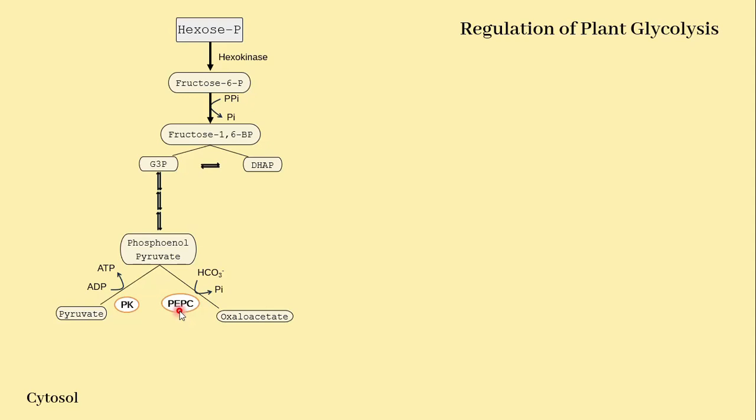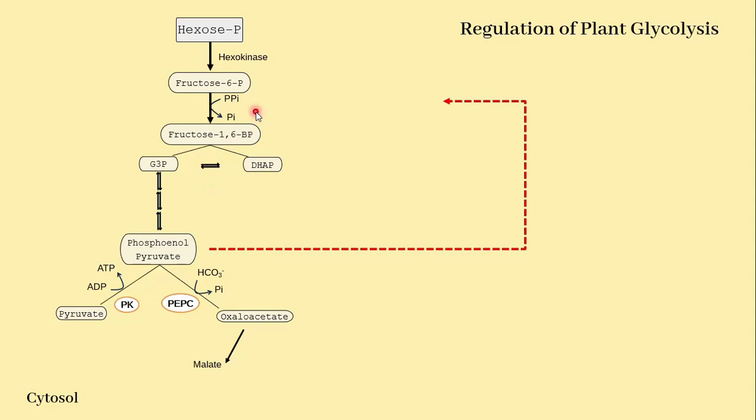Right, now we have to see how this process of glycolysis is controlled by various enzymes. There are basically two things that control the process of glycolysis. One is phosphoenol pyruvate and the other is fructose 6-phosphate. The two enzymes involved in these two reactions basically control the whole process of glycolysis.